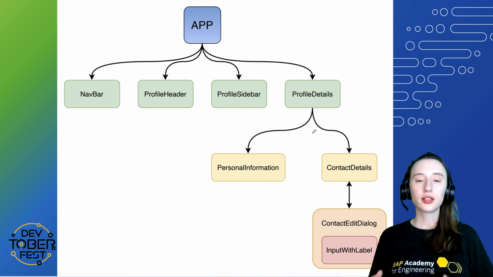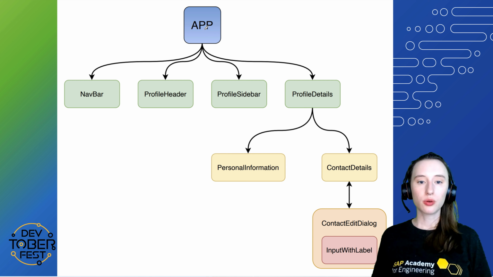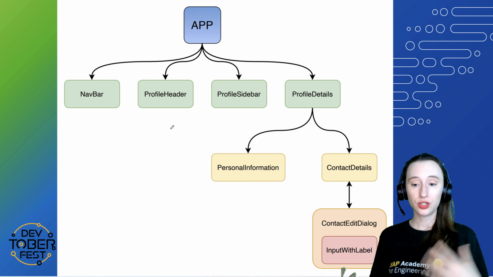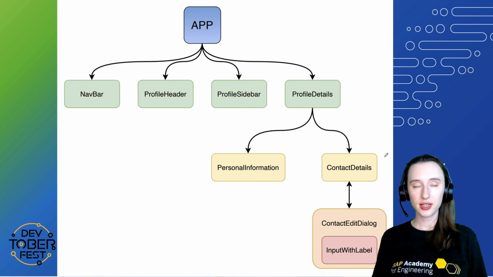So let's take a look at the component structure of this application to get an idea of how the data is flowing currently and how Redux can help us improve it. So we've got our application here with the nav bar, the profile header, which had the work phone number that we need to connect to our other data, the profile sidebar, and the profile details. Inside profile details is our personal information and our contact details.